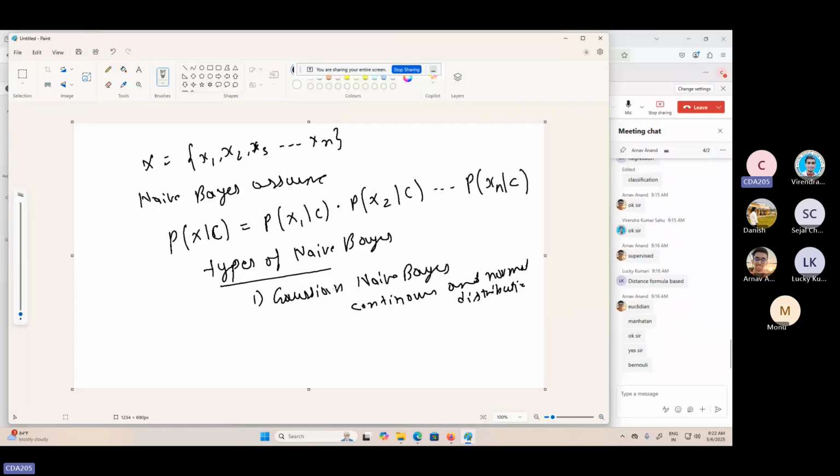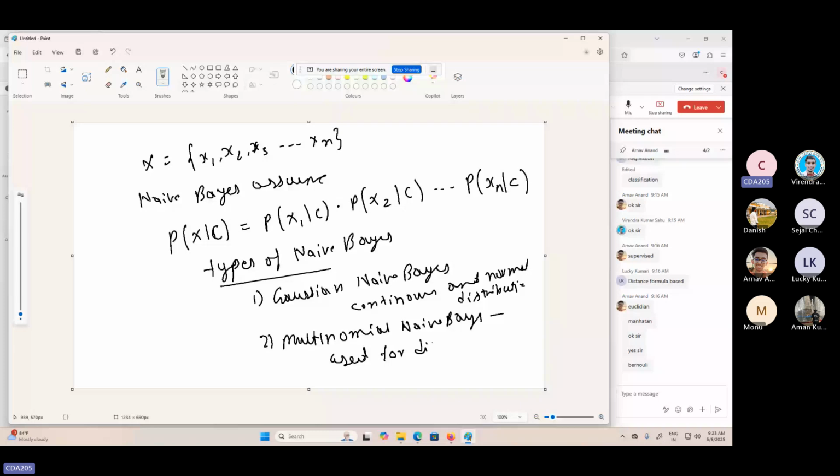Now, what is the next type of naive Bayes? That is multinomial naive Bayes. It is used for discrete counts. Example, can anyone tell the example? Word count in text.